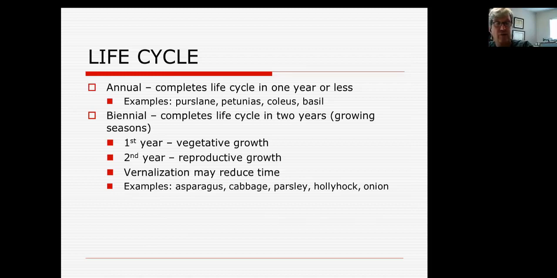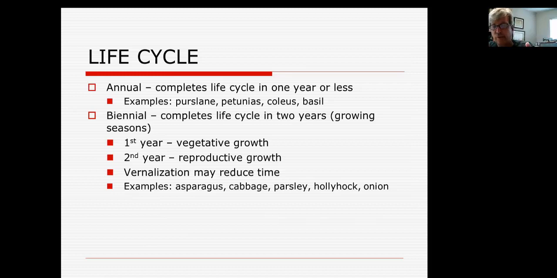Onions and shallots are all in that time frame. That's why we buy little onion starts, because it's already gone through the first part of establishing that vegetative growth, and it's going to speed up the process of development.